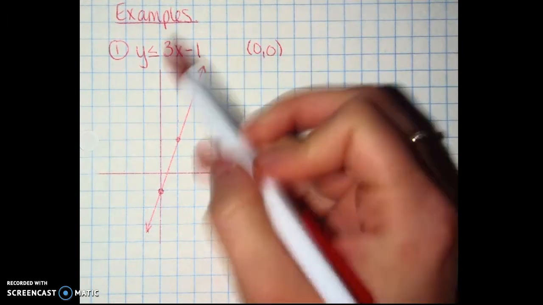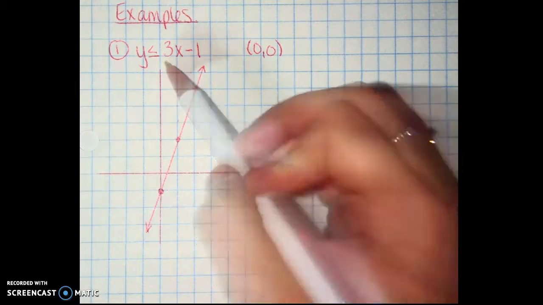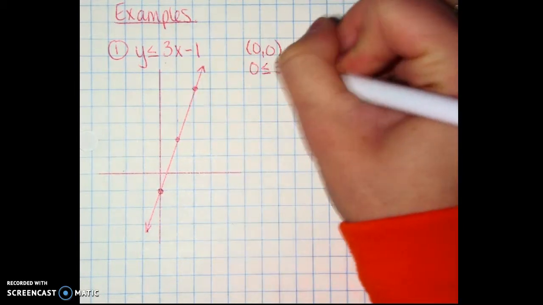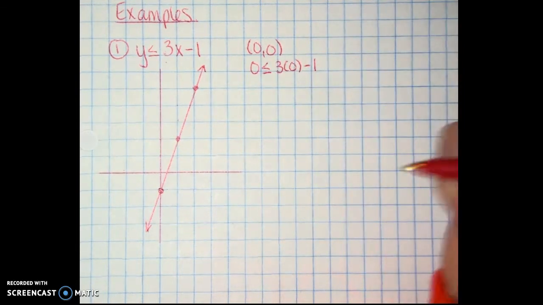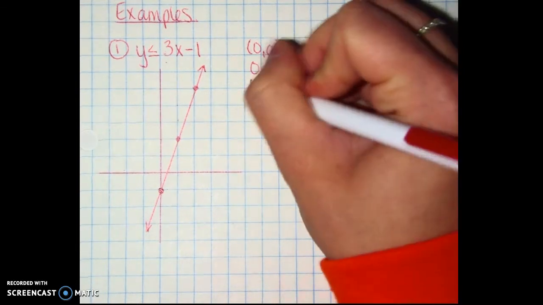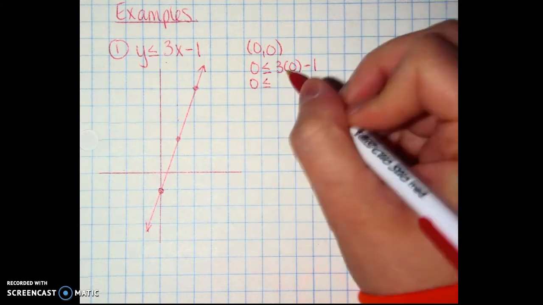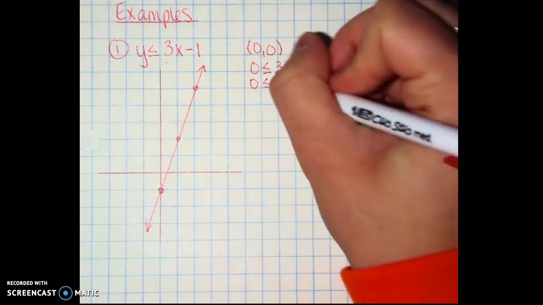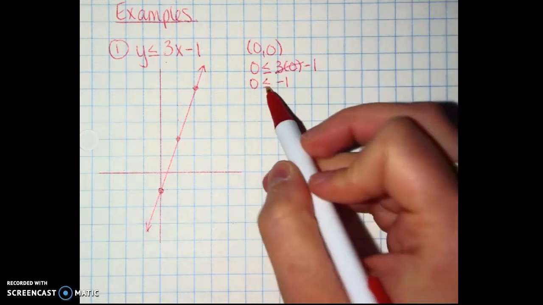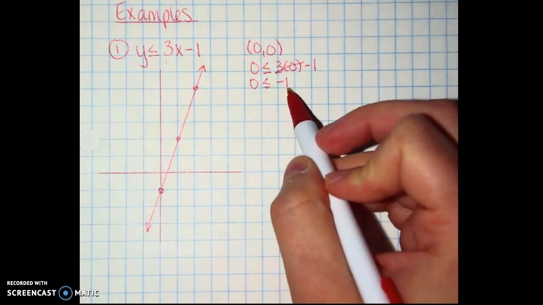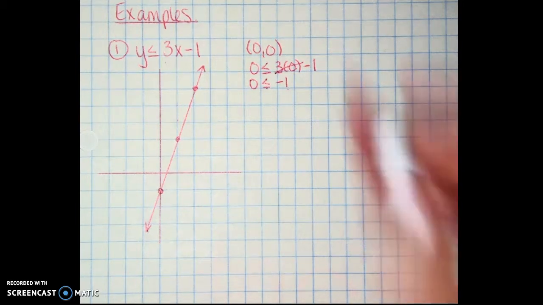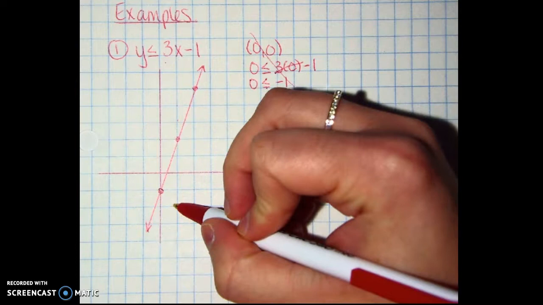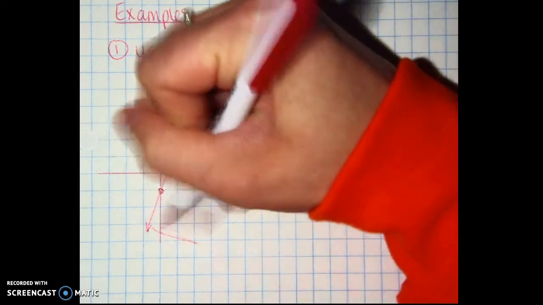And to do that, I'm going to substitute it back in for both variables. So it's going to be 0 is less than or equal to 3 times 0 minus 1. Then I'm going to simplify it. 0 is less than or equal to 3 times 0 is 0, so I don't really need that. So -1. Is 0 less than or equal to -1? No, it's greater than. So that one doesn't work. That means I shade the side that doesn't have 0, 0 on it.